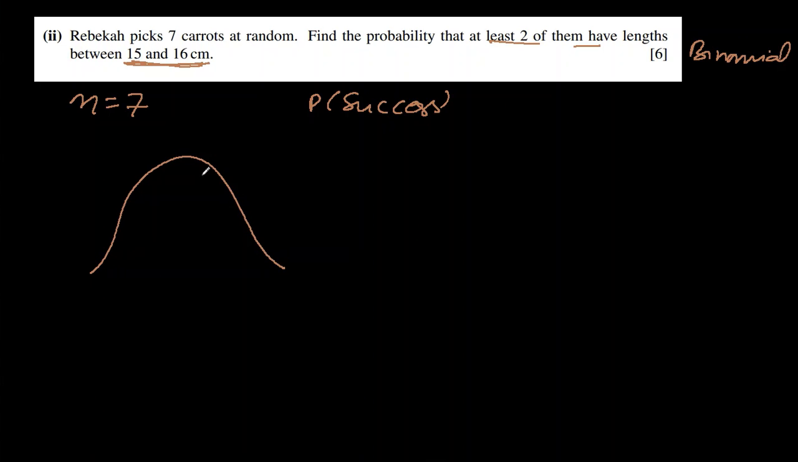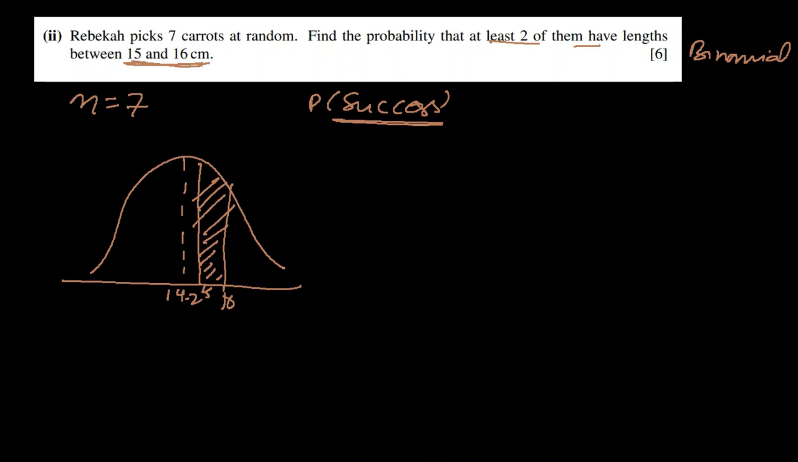And we have our mean at 14.2. 15 will be here and 16 will be somewhere here. And our carrots should have a probability between this and this. That will be our probability of success. So to find that, we'll use normal distribution and then we will use that probability in binomial distribution. All right. So how can I find this shaded area? First, I will find a z-score for 16 and find its probability less than 16. Then I'll find the z-score for 15 and the probability less than 15. So if I subtract the probability less than 15, which is this smaller area, from 16, which will be a bigger area, we'll get the difference, which is this area.